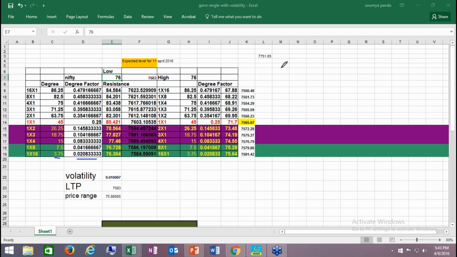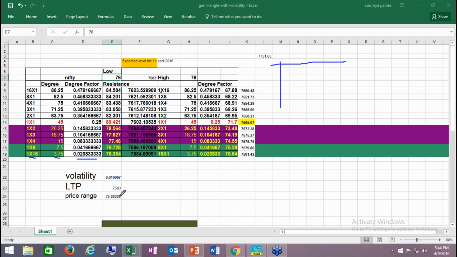So this is an upward trend line. Similarly, you have downward trend lines when the prices are falling from top to bottom. That time it will be represented in a different way, because your scale will be inversed or reversed. So your scale will be represented in this order. So 1 unit of price change, if it happens in 16 units of time in a falling trend, represents 86.25 degrees. So this is how the degrees are defined and degree factors are computed.